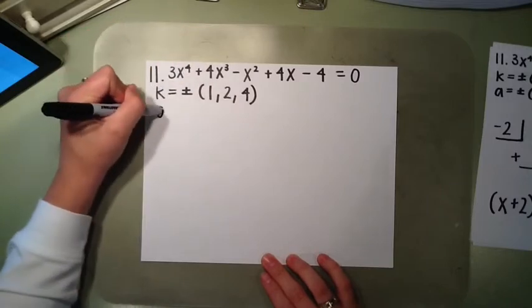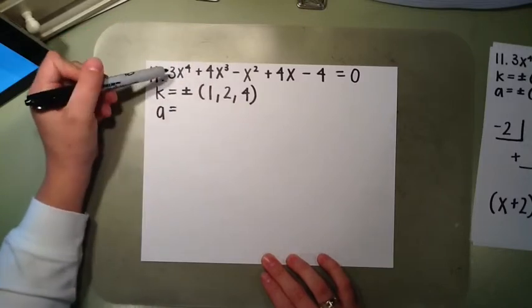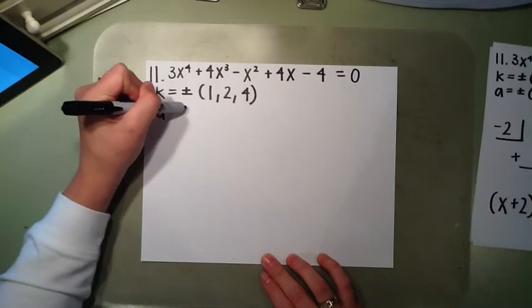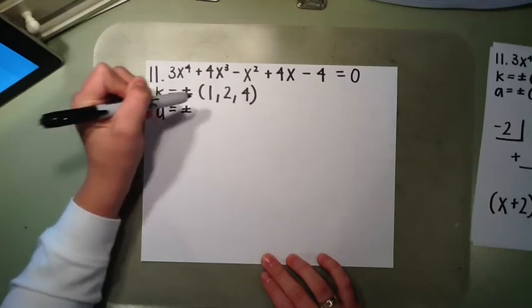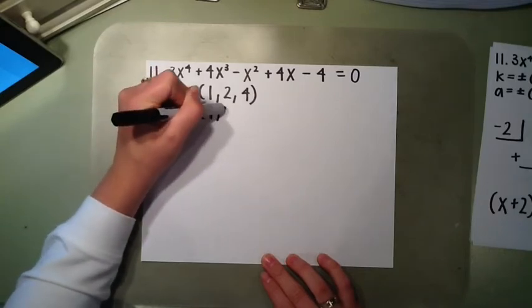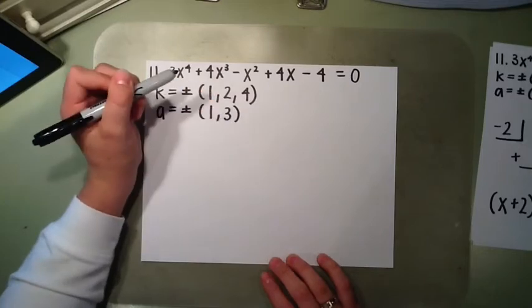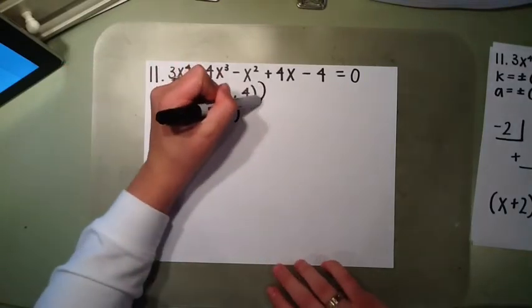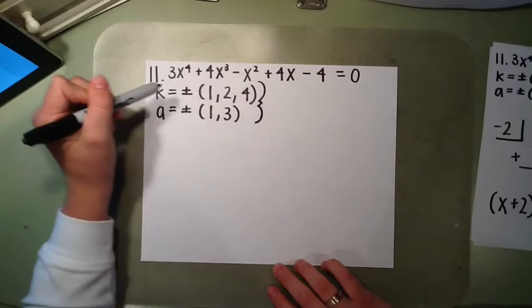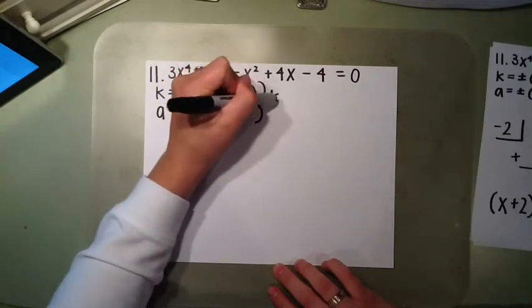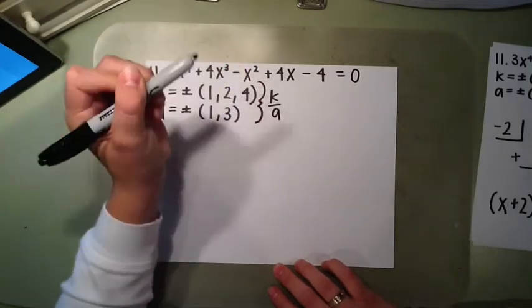And for the values of a, we want to look at the leading coefficient 3. So that would be the factors of 3, positive, negative, 1, or 3. Altogether, our k over a list would consist of all of the values of k all over a.